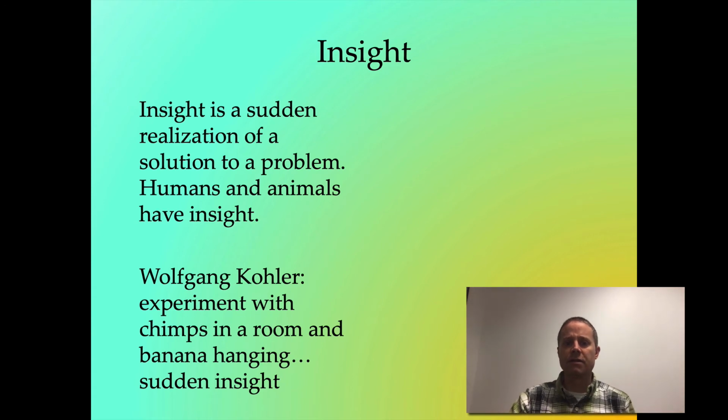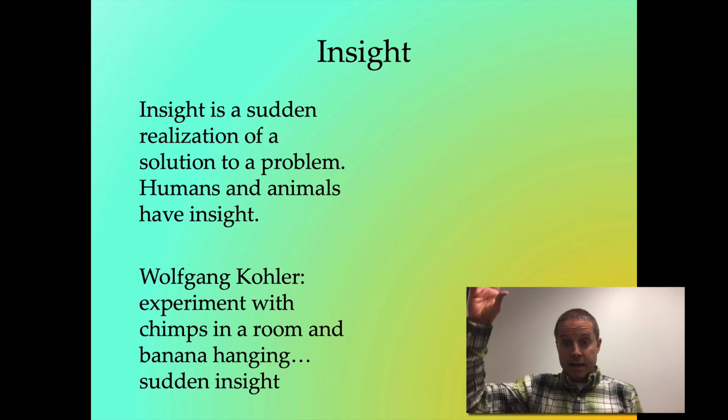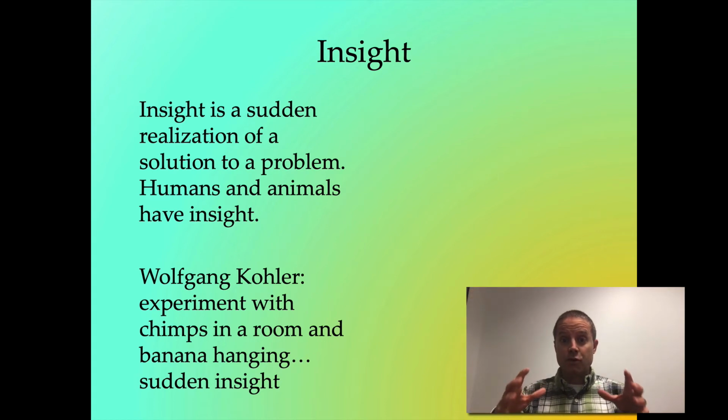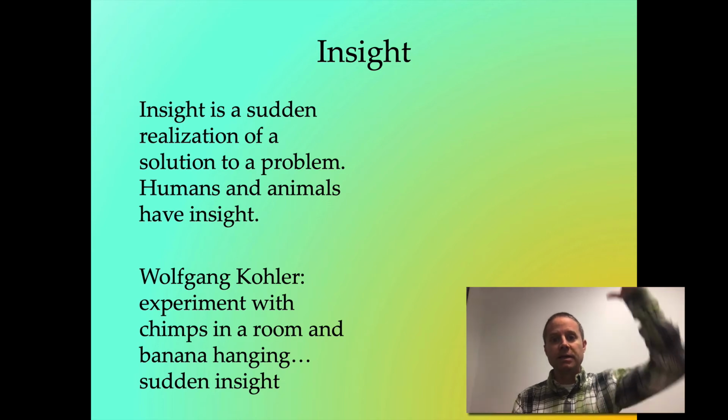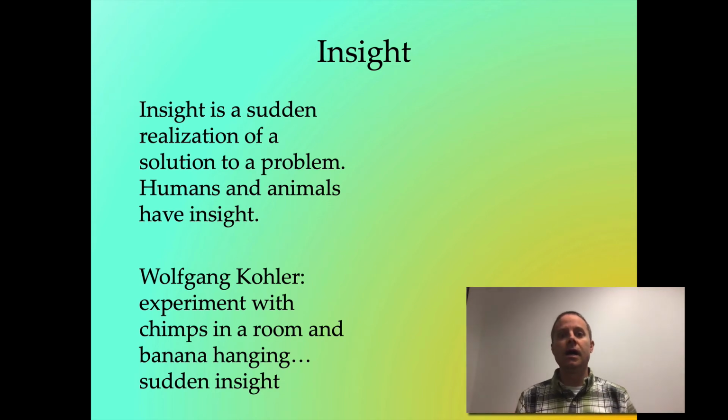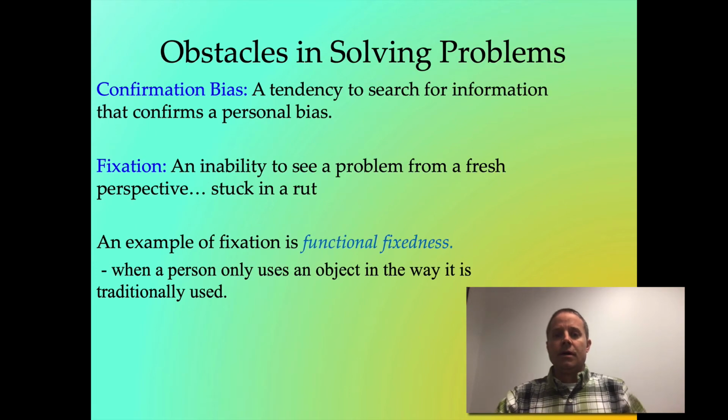The chimps were looking for the banana. They couldn't reach it though, but he had these wooden crates, these boxes. And so the chimps end up stacking the boxes up and getting the banana, which was like they had this insight, oh, I can stack the boxes and that will work, which is pretty high level of intelligence to figure that out. Okay, so those are different ways we solve problems.